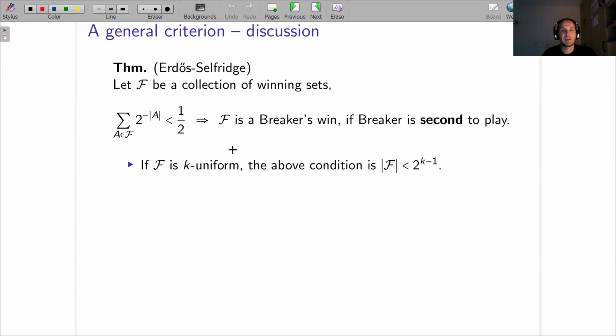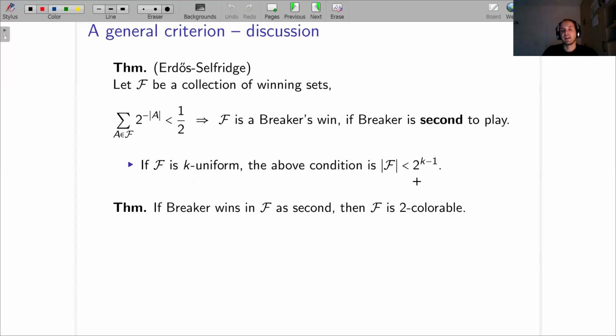So in this case, if it's K-uniform, the condition is F is less than 2 to the K minus 1. And this looks a lot like this Erdős theorem that I presented to you earlier. And actually, this is a nice connection: this Erdős-Selfridge theorem is essentially a way of de-randomizing this Erdős randomized approach to proving the existence of a proper coloring of that hypergraph.